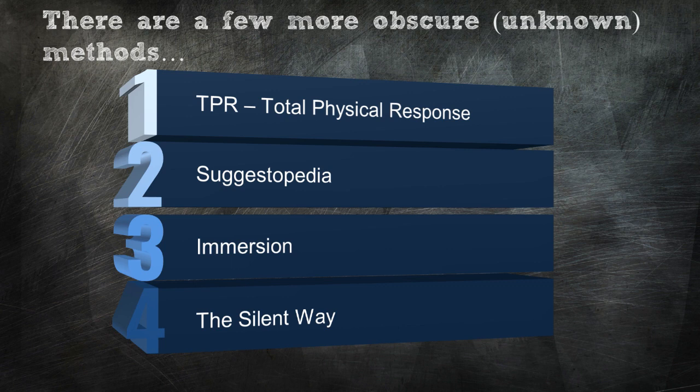And the last method is called the silent way. The silent way is probably the most obscure and least known method. It's quite powerful, it's quite effective. The reason it's called the silent way is actually the teacher does very little speaking. He encourages the students to speak more, and then he makes corrections to their grammar and structure. So these are the methods that are most commonly used to teach English throughout the world.